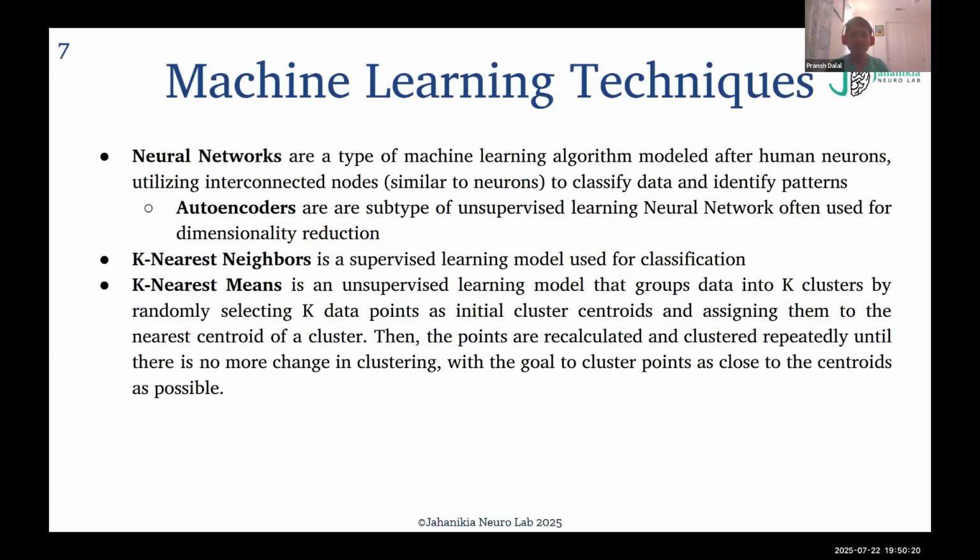So specifically in our project, we investigated a variety of machine learning techniques. First, we looked at neural networks, which are computational models inspired by biological neural systems. They have multiple layers of interconnected nodes or neurons that process information through weighted connections. Specifically, we examined autoencoders, which are subtypes of neural networks used in unsupervised settings for dimensionality reduction. They learn compressed representations of the data by minimizing the reconstruction error, and that allows us to keep the key structural features, but in fewer dimensions.